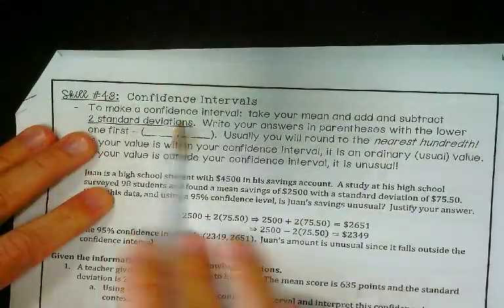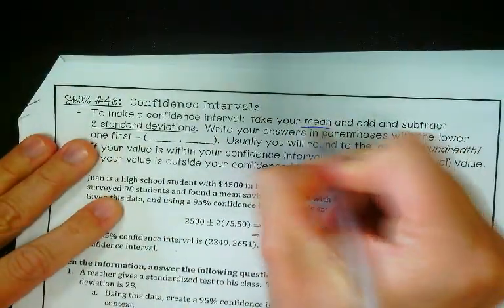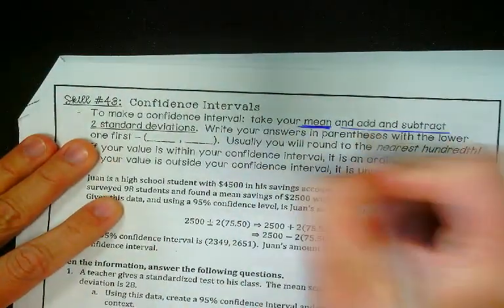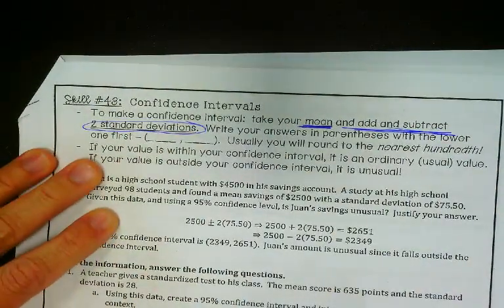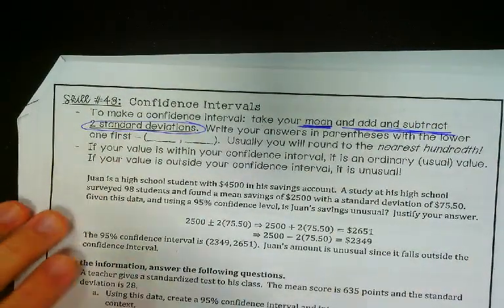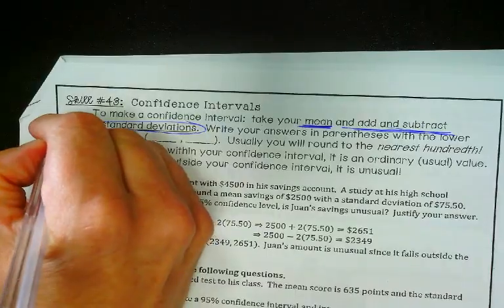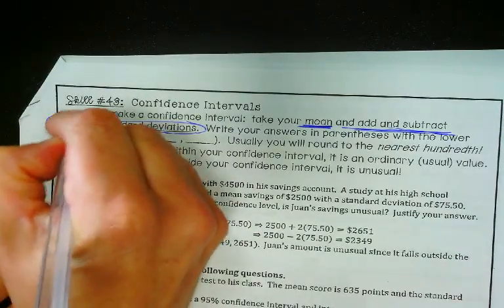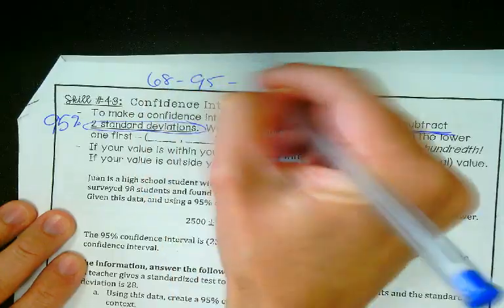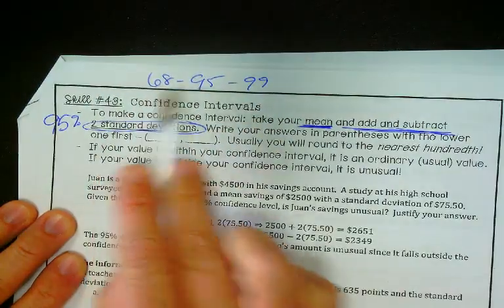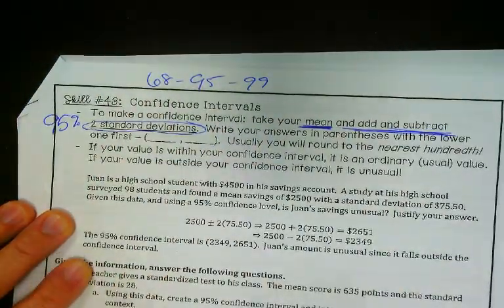To make a confidence interval, you take your mean. Again, I'm just going to highlight here. And then you add and subtract 2 standard deviations. That 2 standard deviations is what percent of the data? 95. Good. So remember, it went 68, 95, 99. Represents 1, 2, and 3 standard deviations.